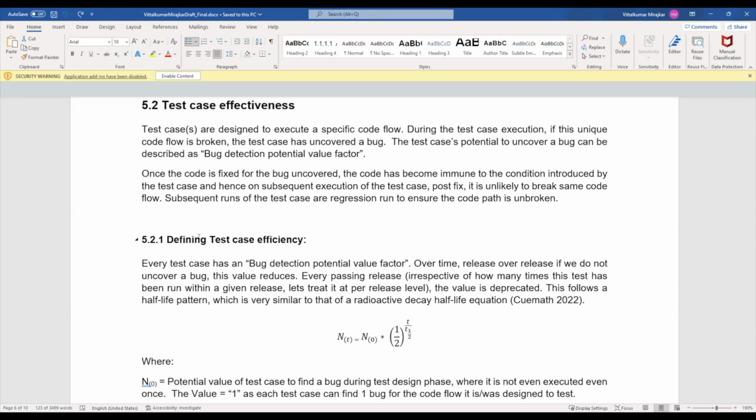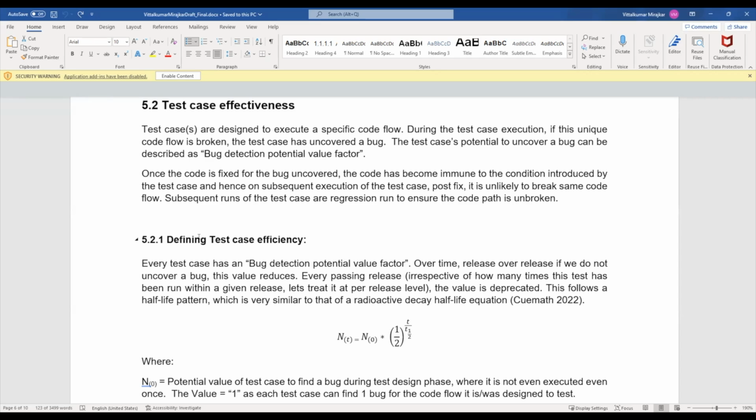Okay. What would this mean? The code has now become immune to the test condition. So if I keep running the test case again, will I have the same kind of value? What is the chance that it will find a bug again in the code? Once the code has been fixed for this bug, the chance of this test case again exposing a similar failure becomes very low. So this is almost as if to say that the test case effectiveness value is a decaying trend.